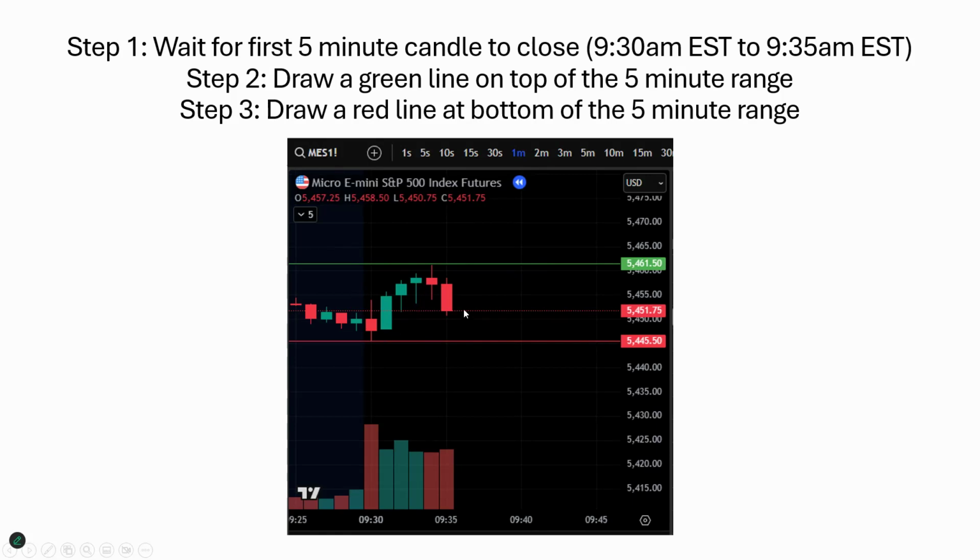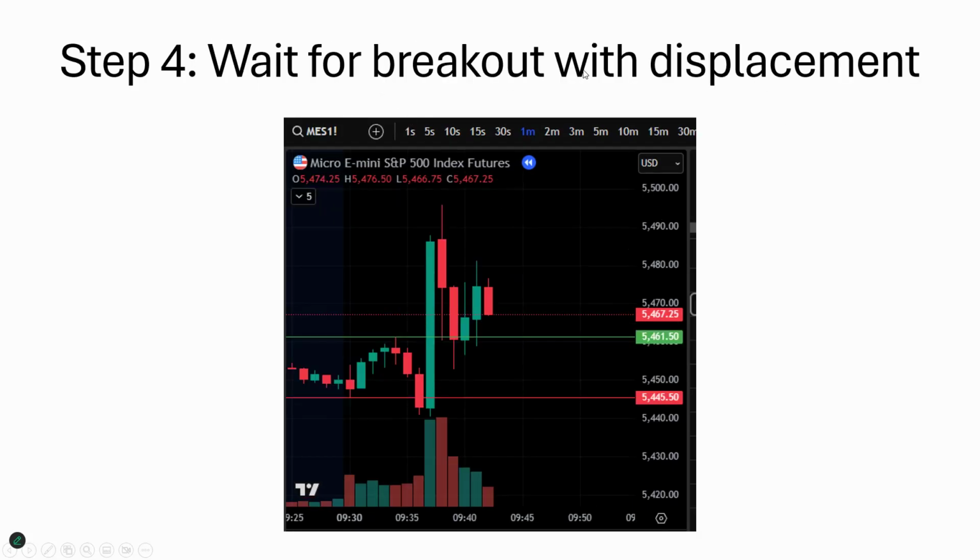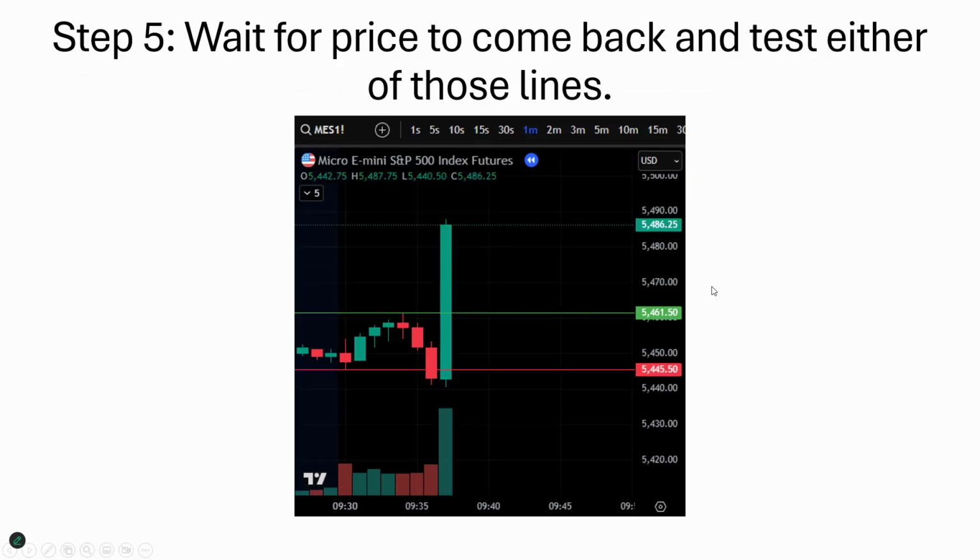Then we go to step number 4, where we wait for the price point to break out with displacement. So in this case, on this candle, we had a very strong bullish candle, which gave us a displacement well above the green line. And in this case, we will not go long right away because that's too risky of an entry point. We will wait for the price point to retrace back to the green line and look for a green bullish candle to go ahead and place our orders. So in this case, we wait for the price to come back and test either of those lines.